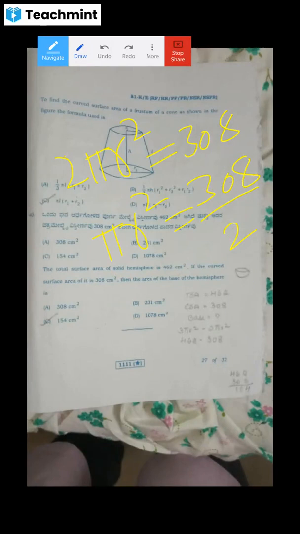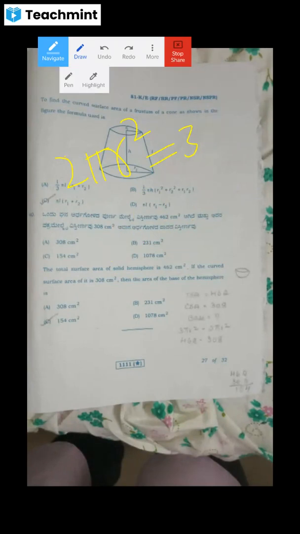Okay, dear students, I thought after seeing this question paper, everyone will score out of out.